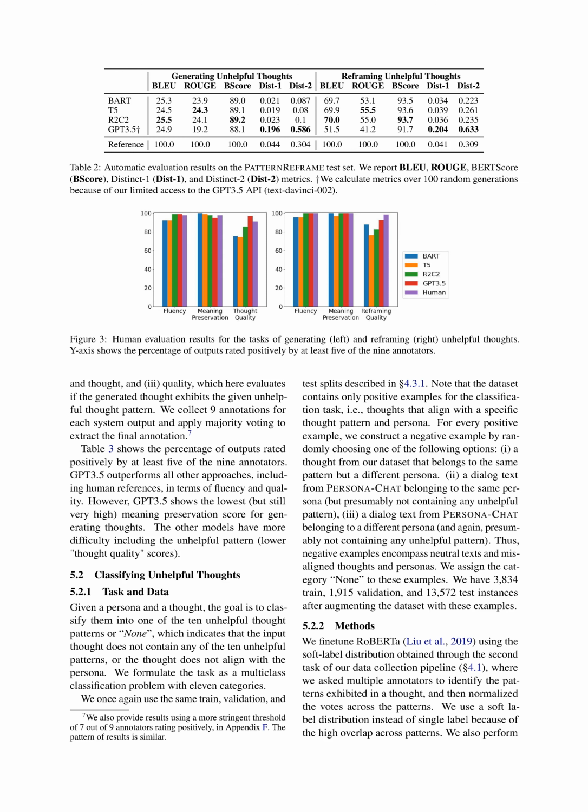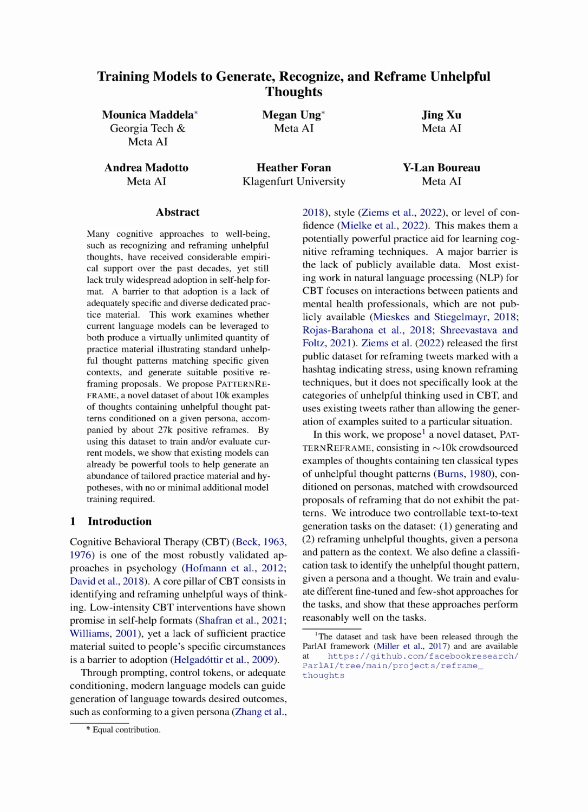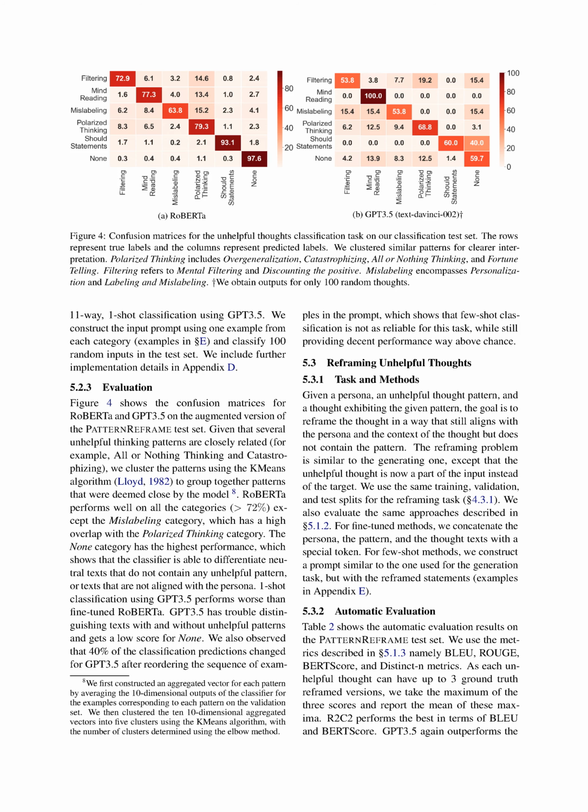We also perform an 11-way, one-shot classification using GPT 3.5. We create the input prompt using one example from each category and classify 100 random inputs in the test set. We evaluate our methods using confusion matrices for RoBERTa and GPT 3.5 on the augmented version of the PatternReframe test set. Since some unhelpful thinking patterns are closely related, we group the patterns using the k-means algorithm.